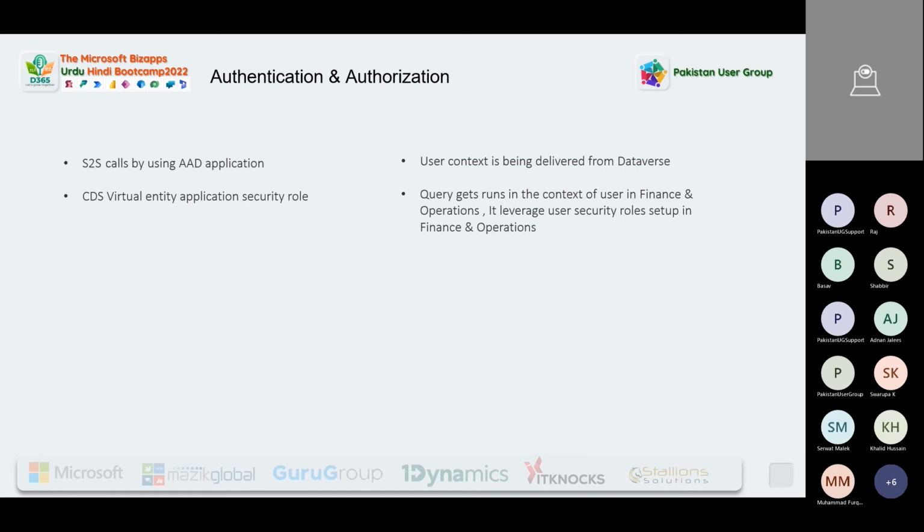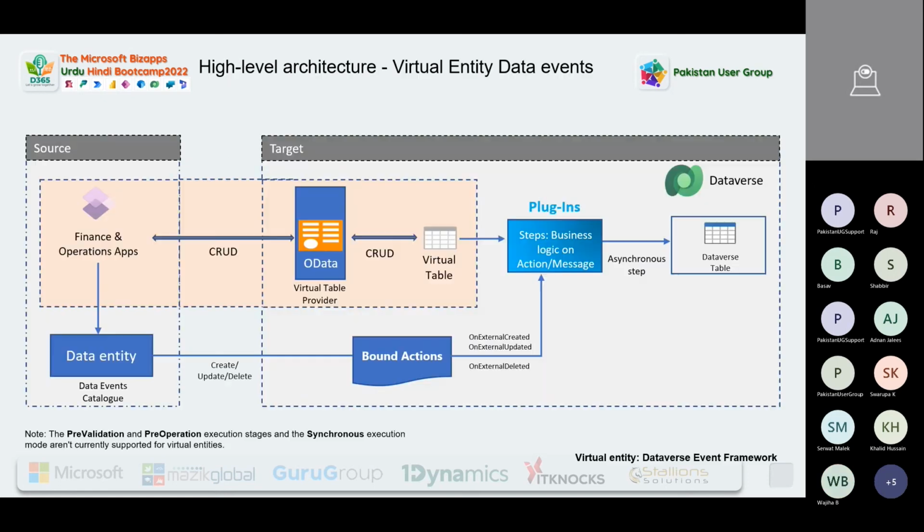So now you can see that you have got through the definition and the configuration side of the virtual entity. Now let us move ahead and talk about the high level architecture of this concept of virtual entity and data events alongside virtual entity. You can read this slide from left to right. The left side is my source, which is my finance and operation app. The idea is that finance and operation app has a bunch of data entities. It maintains the data events catalog as part of the business events.